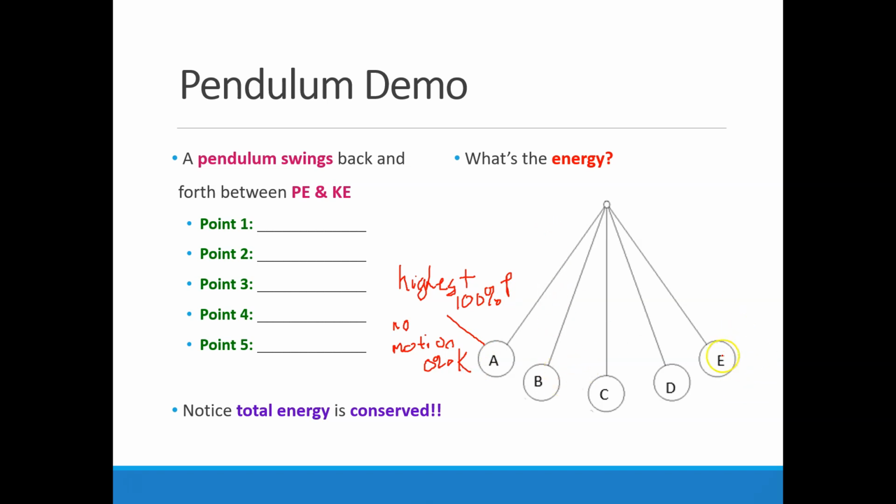This is actually true as well with point E. Points B and D have 50-50, right? So they have 50% potential because they're at a medium height and 50% kinetic because they're at a medium speed.